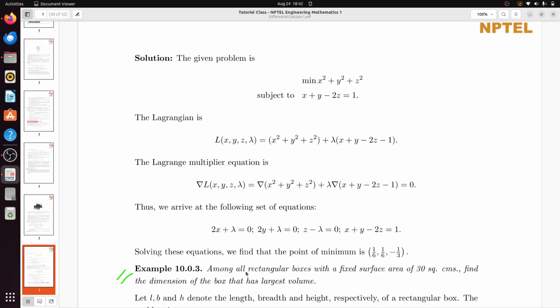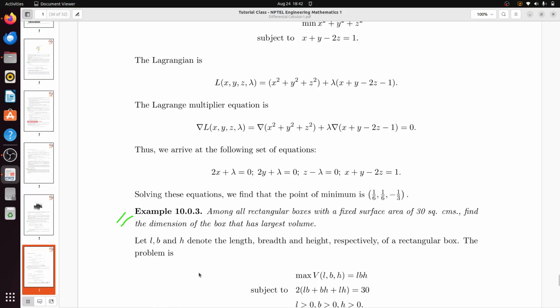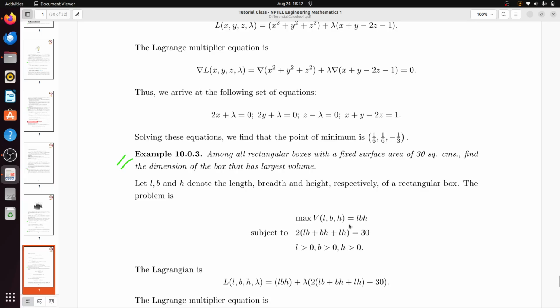Can you give me some hints? Yes, why not. Let L, B and H denote the length, breadth and height of a rectangular box. Then the problem is to maximize V, a function of L, B, H. The volume is L into B into H, subject to the total surface area being fixed at 30. The formula for surface area is 2 into (LB plus BH plus LH) equal to 30, with LBH greater than 0. Now this is your Lagrange's function: capital L equals LBH plus lambda into (2(LB plus BH plus LH) minus 30). Now you try to solve it.